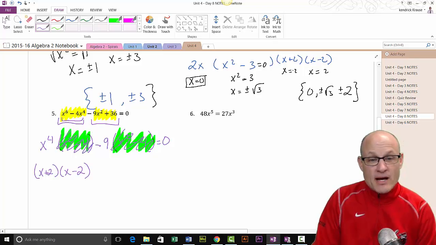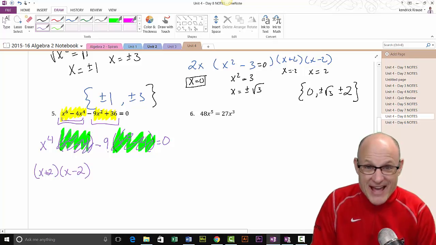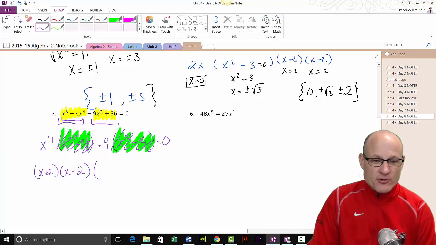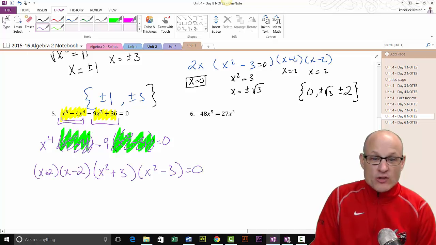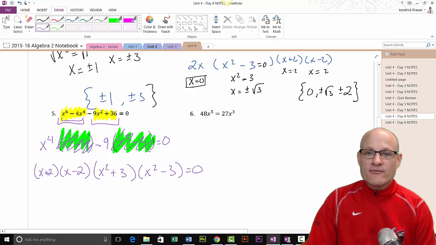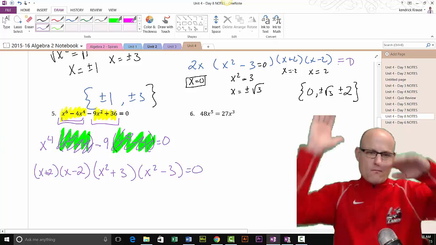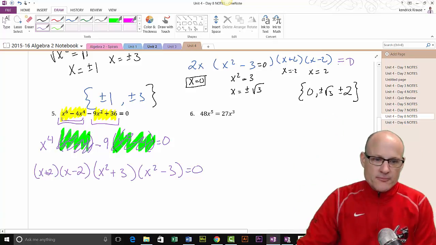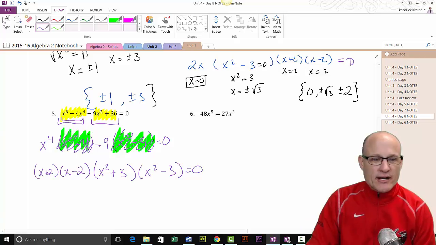x to the fourth minus 9. I know that is also the difference of perfect squares. That's x squared plus 3, x squared minus 3 equals 0. Ooh, did I forget to put an equals 0 up here? Oh, shame on me. All right, kids, we're almost done.